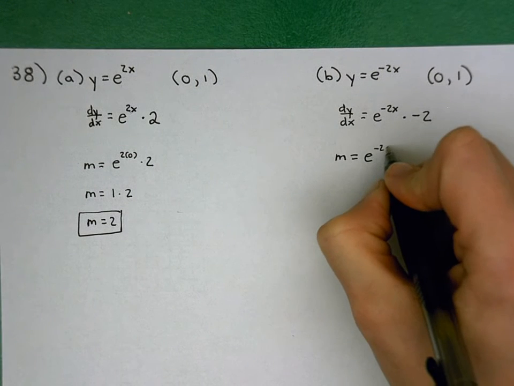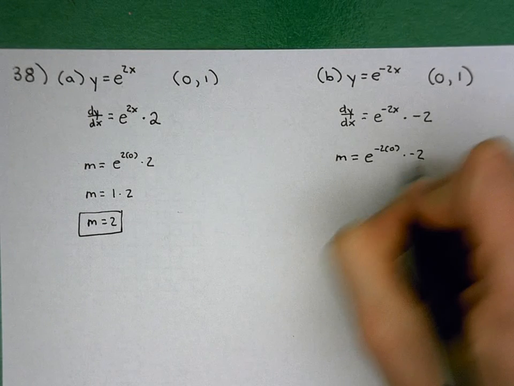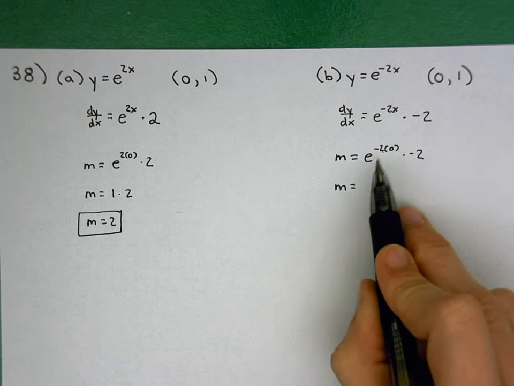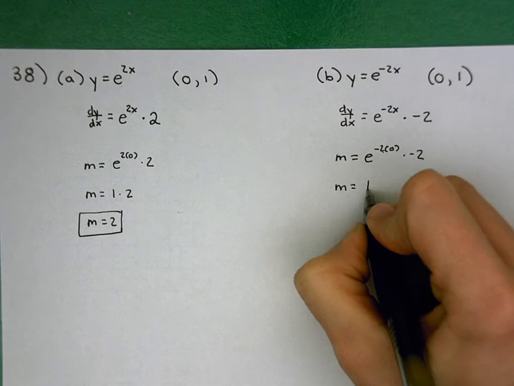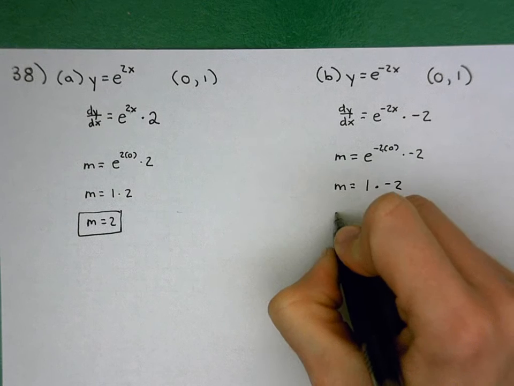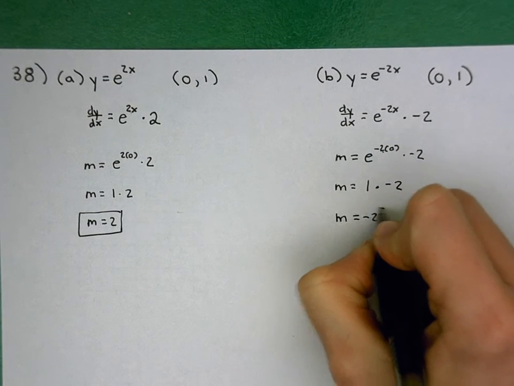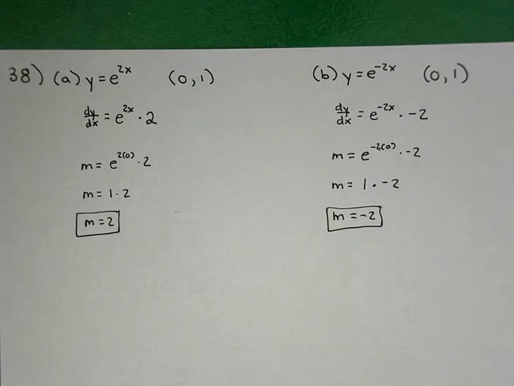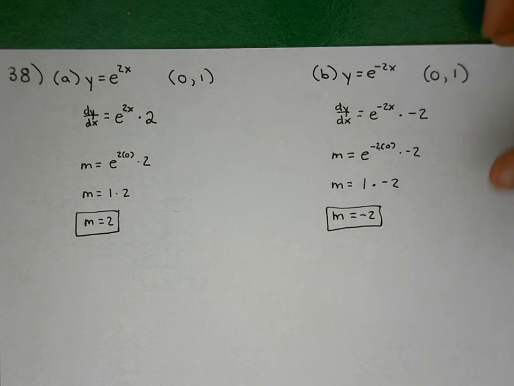Again, to find the slope, we're going to go ahead and take our point and plug it into our derivative. Negative 2 times 0 is 0, e to the 0, anything to the 0 is 1, and 1 times negative 2 is negative 2. So that's just to demonstrate the rule itself.